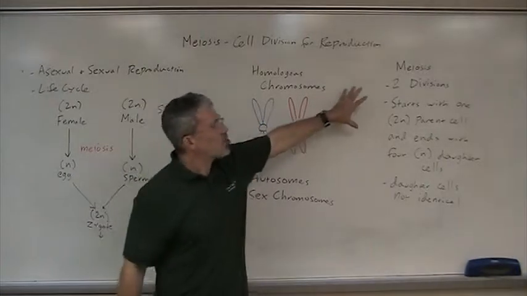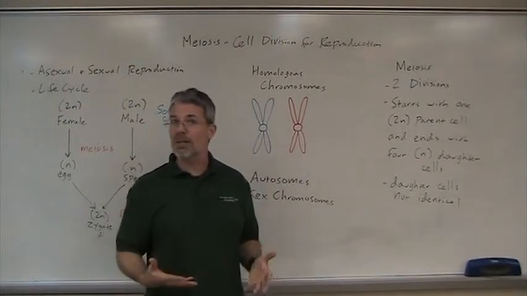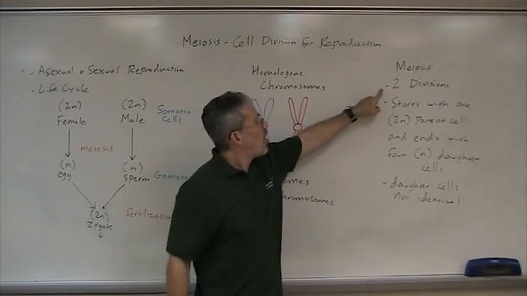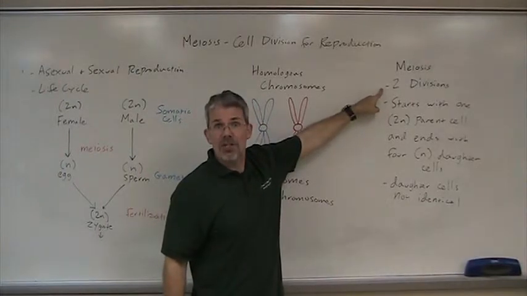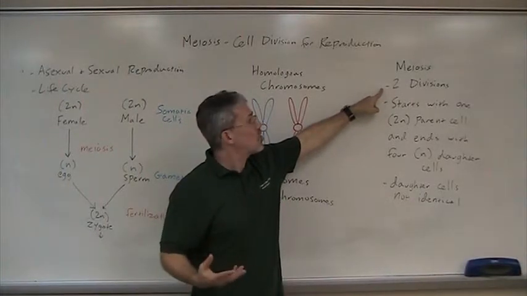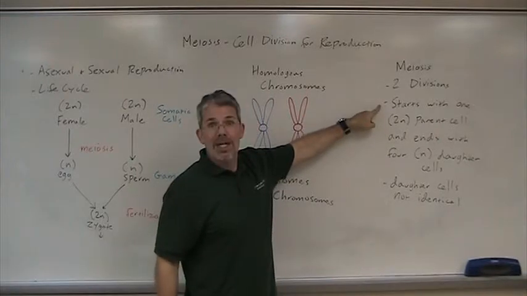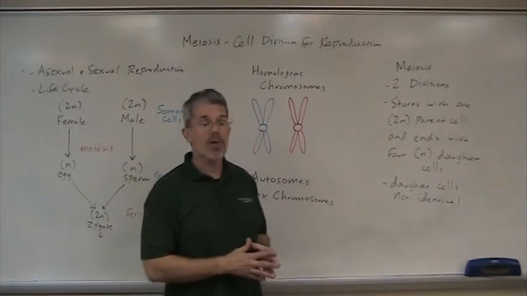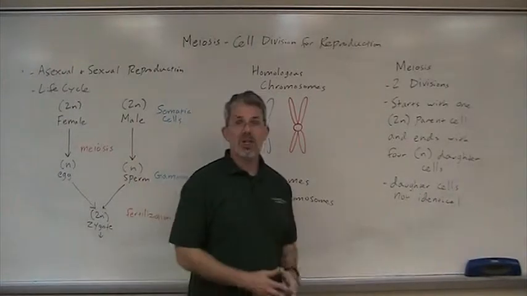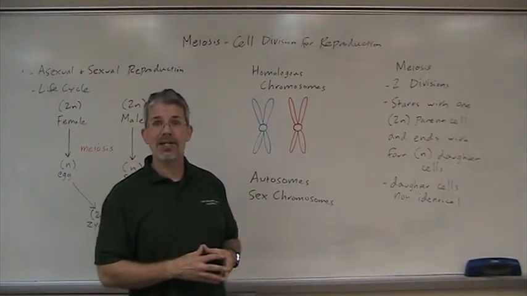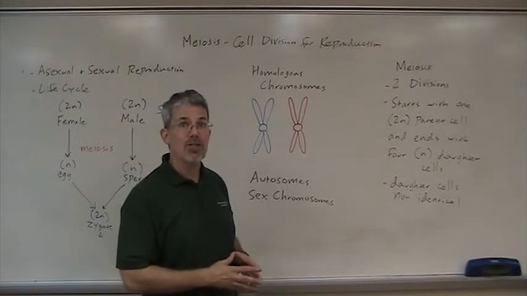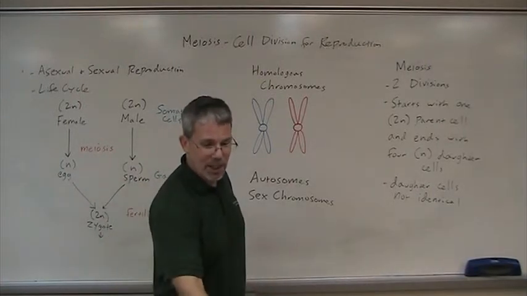Now, an introduction to meiosis. It's got some similarities to mitosis and some differences as well. First of all, meiosis has two divisions, meiosis 1 and meiosis 2. Meiosis begins with one diploid parent cell and ends with 4 haploid daughter cells. The daughter cells are not genetically identical to the original parent cell, and they're not genetically identical to each other. And this will be picked up again in part 2.